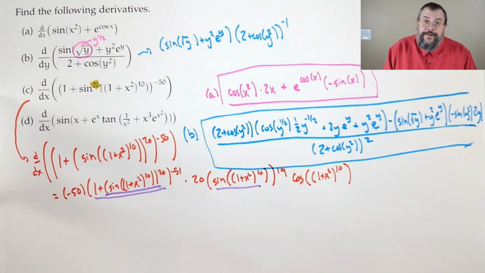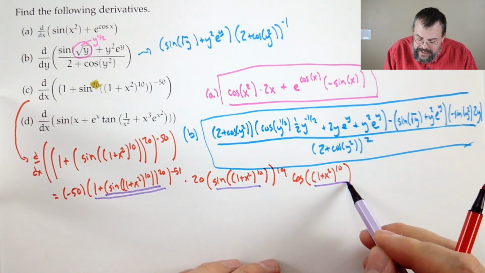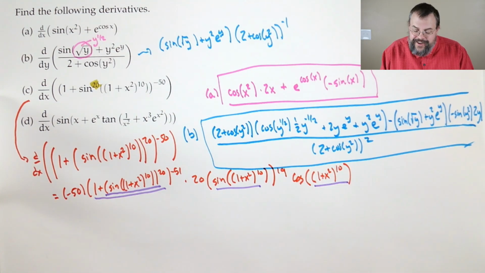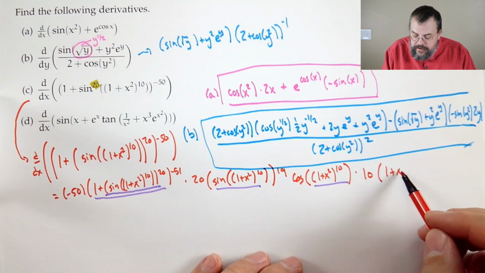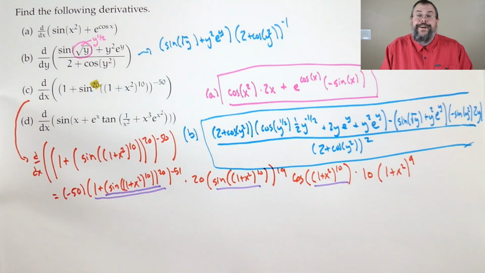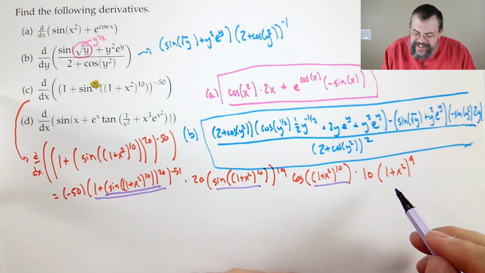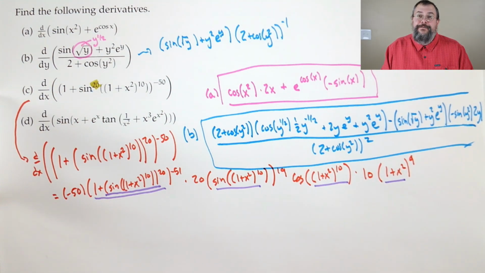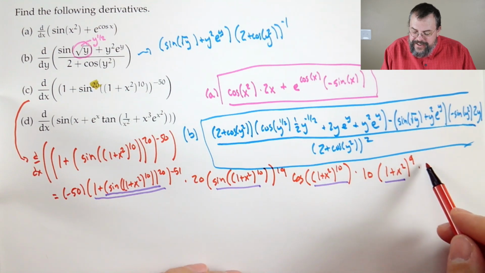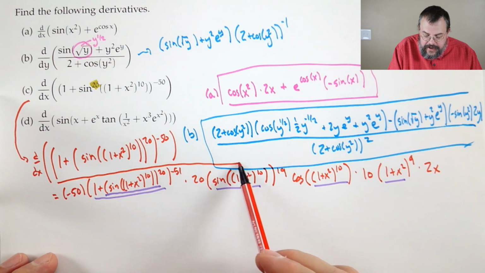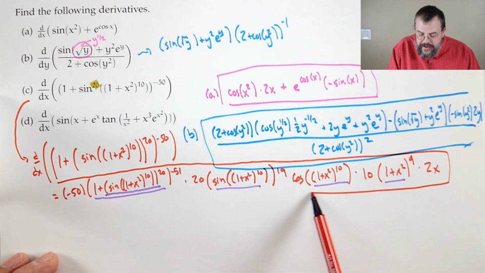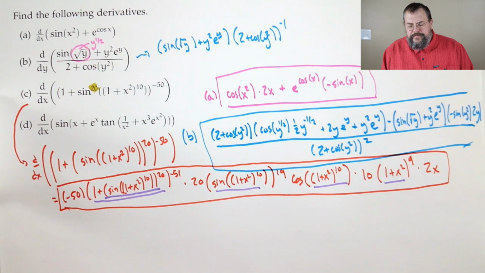And then, what's next? Now we're working our way in. 1 plus x squared to the 10th, so the 10 comes down. So 10 times 1 plus x squared to the 9th. And are we done? No, not yet. What's left for us to do? Times the derivative of the inside. And the derivative of 1 plus x squared is 2x. Okay, good. So if you put that all together, that is our derivative.